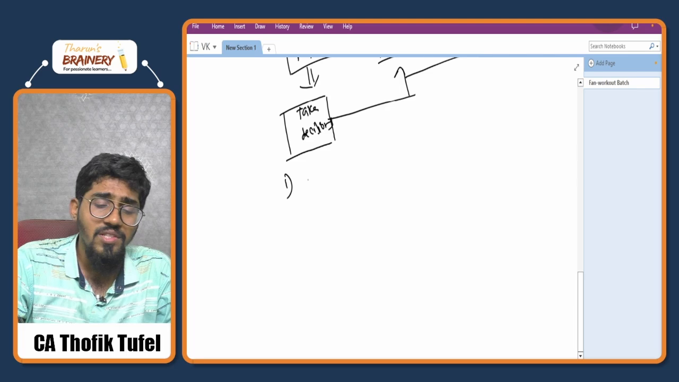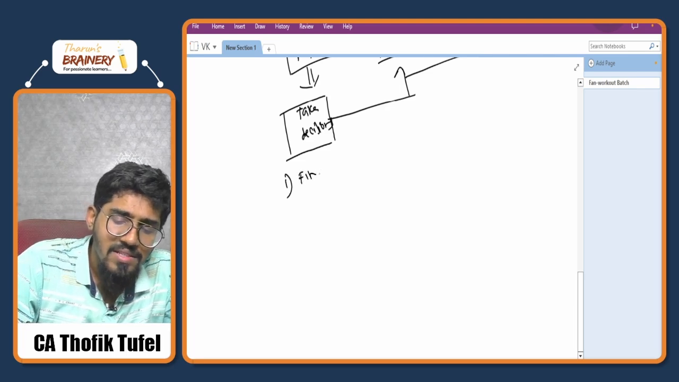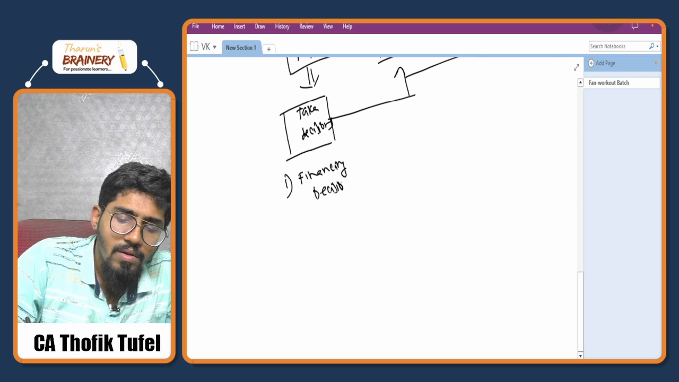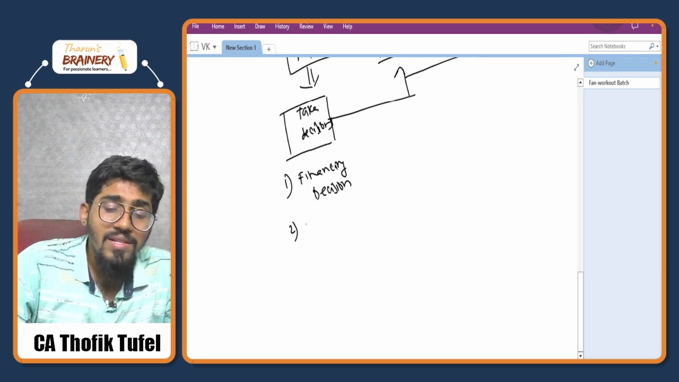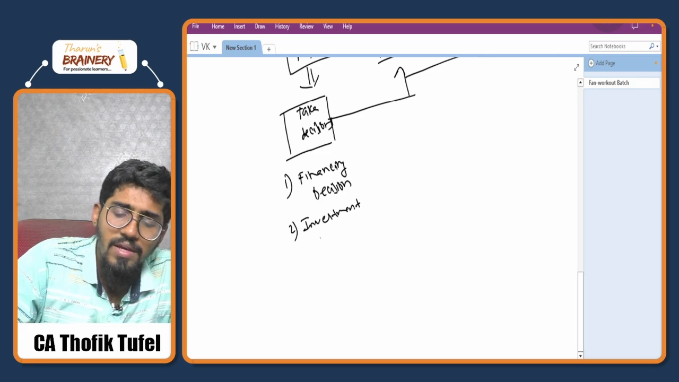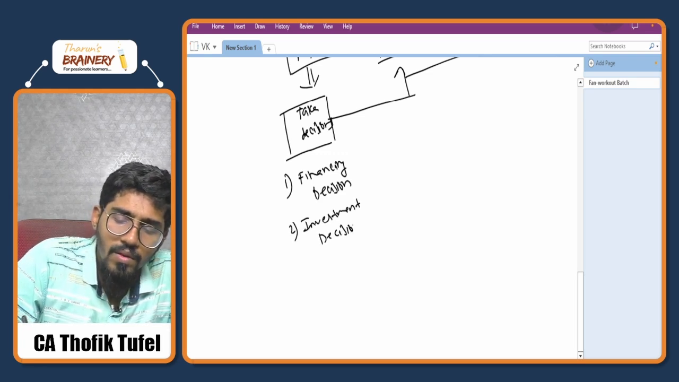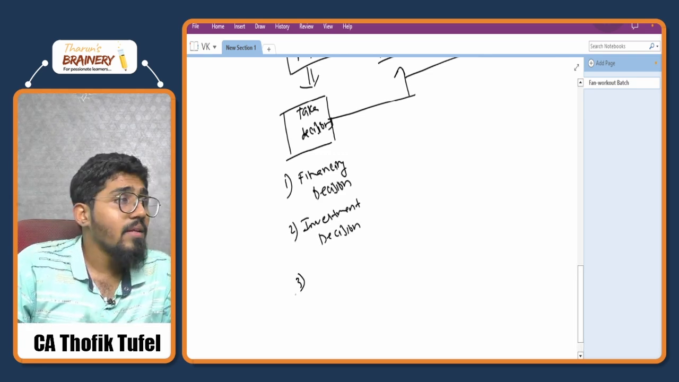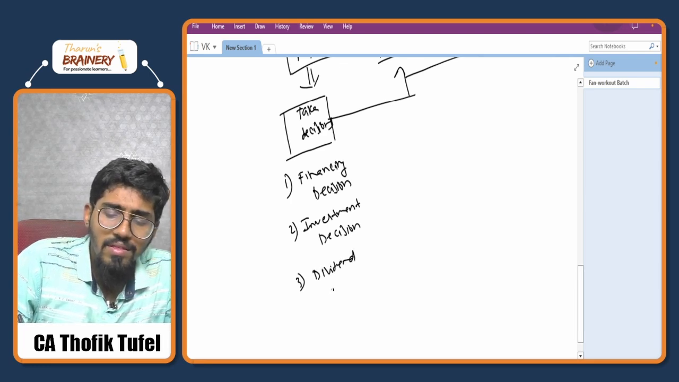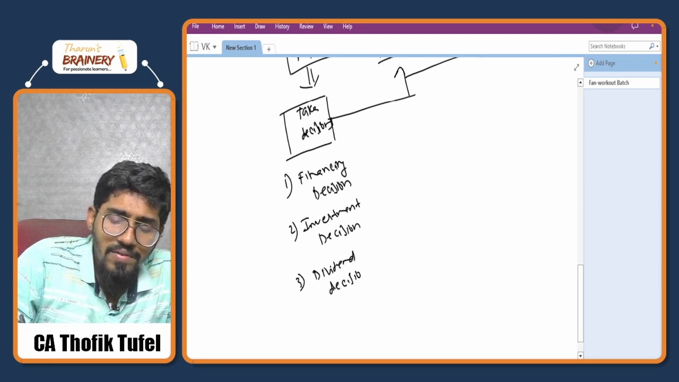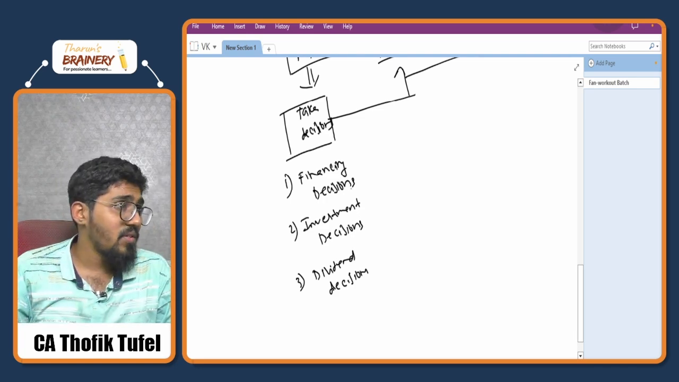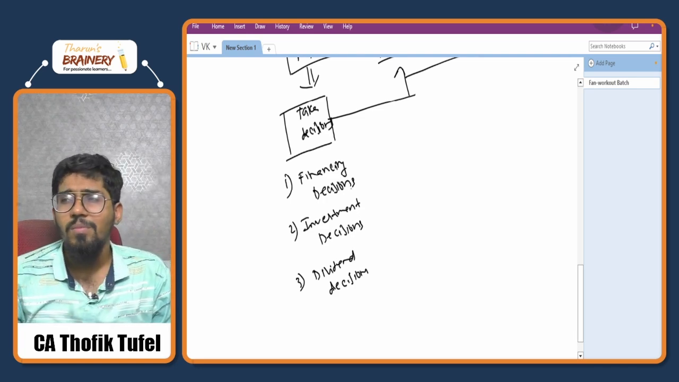The first decision is the financing decision. The second decision is the investment decision. And the third decision is the dividend decision. So these are the 3 types of decisions that you're going to learn in financial management.